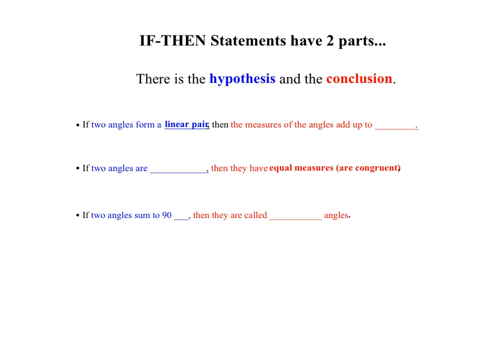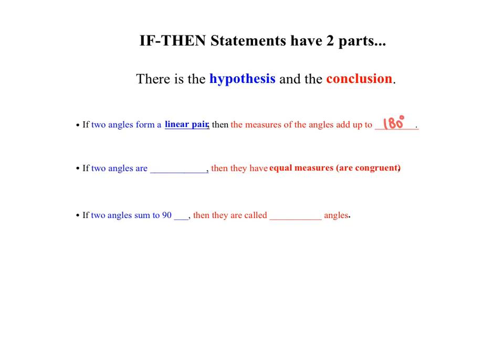Okay, let's talk about what's called an if-then statement. They have two parts. They have a hypothesis and a conclusion. So for example, if two angles form a linear pair, then the conclusion is that the measures of the angles add up to 180 degrees.